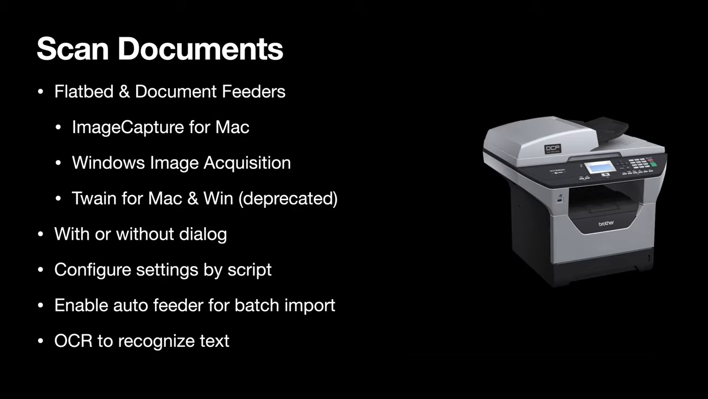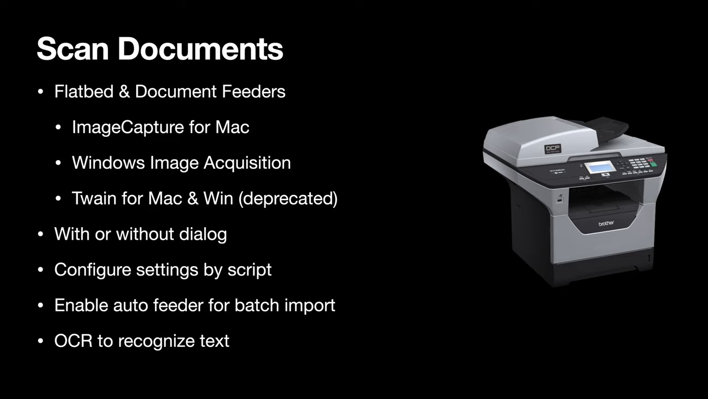The MBS plugin can scan documents with both flatbed scanners or document feeders. We have three ways to do that. One is image capture functions for macOS. Then we have the Windows Image Acquisition functions for Windows. And for older scanners using the TWAIN interface, we also have that for Mac and Windows.